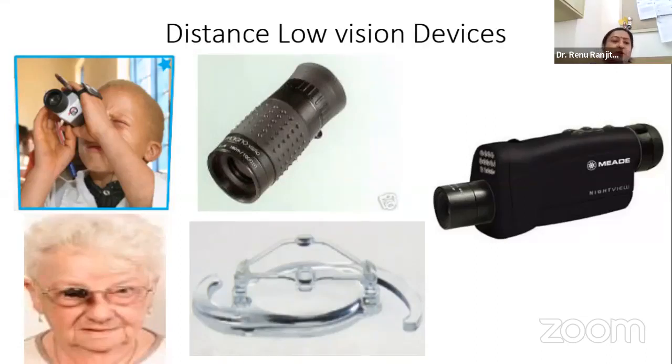As you can see, this young boy is holding a telescope in one eye, and he is having a pen also. He is sitting in a classroom, looking at the board. It can be a chalkboard or a marker board, and he is writing also. So this is an excellent tool for low vision patients, school going kids.